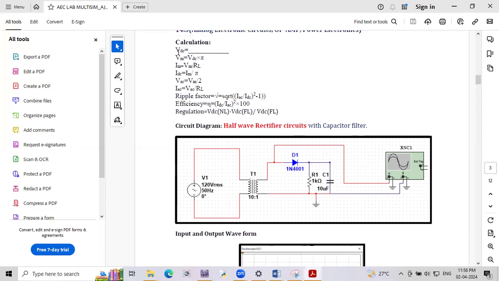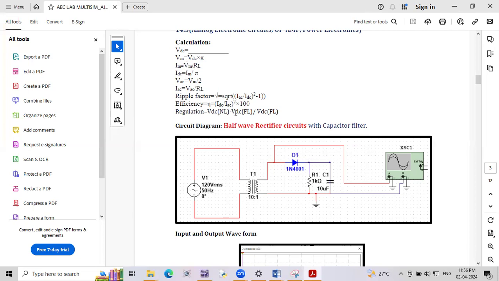Only one value, 16.2. VDC is equal to 16.2 with load. Substitute here: VM is equal to VDC, 16.2, divided by pi. We're going to get VM. IM is equal to VM divided by RL; we already found the VM value, so substitute here. What is the value of RL? 1 kilo. Just substitute, and you're going to get IDC, VAC, IAC, ripple factor, efficiency, and regulation factor.